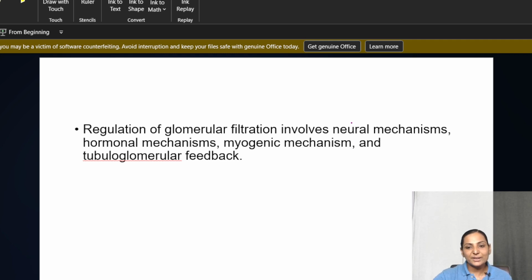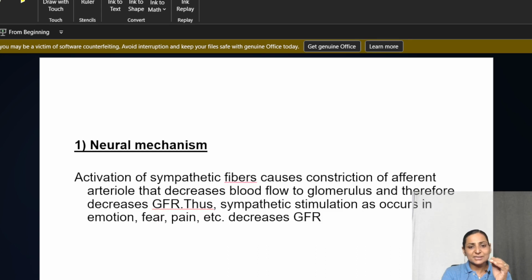Now, the regulation of GFR, this was the next part of the question. This includes various neural mechanisms, hormonal mechanisms, myogenic, and the tubuloglomerular feedback mechanisms. So these are the four main headings which you will have to write. You can just write 1 or 2 sentences to complete so that your answer becomes proper. Sometimes the time management has to be done.